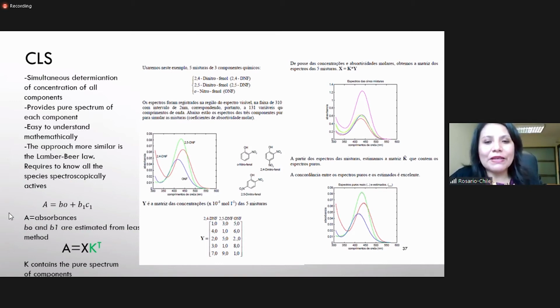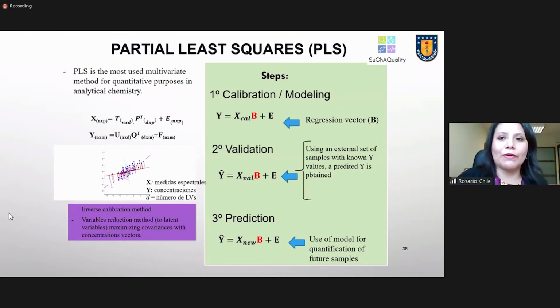CLS is a very, very good method to quantify overlapped signals. It's very good to quantify these components with less error, but the problem is that I need to know the dimension of this matrix K. So it's impossible in real life, especially in food analysis, where the matrix is very, very complex, okay? So this method will be discarded if I don't know the chemical composition of the samples. So I require an inverse method to solve this problem.